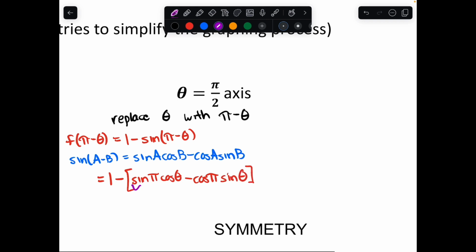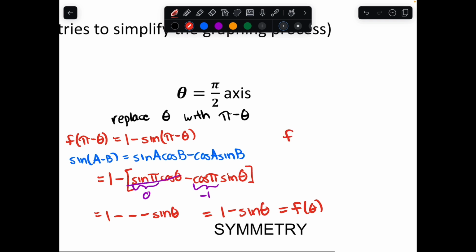Well, sine of pi is going to be equal to 0, so it's going to cancel out this whole left term. And cosine of pi is equal to -1. So we have 1 minus sine of theta. 3 negative signs is the same thing as 1, so this is going to be 1 minus sine of theta. Well, that is our original equation. This is f of theta. So we finally have a match. f of pi minus theta is equal to f of theta. We have symmetry about the vertical axis.